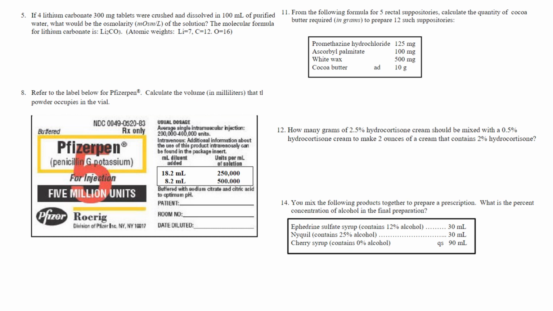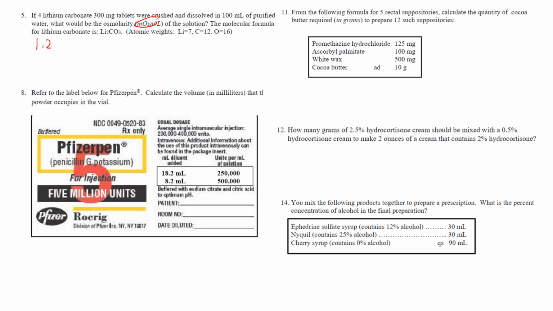We want to know the osmolarity per liter, assuming we crush up 4 of these lithium carbonate tablets. So the first way I'm going to start this, just since we have 4 tablets times 300 milligrams per tablet, we get 1200 milligrams, or 1.2 grams. And from here we can kind of go off to the races. We can just start doing some of our dimensional analysis.